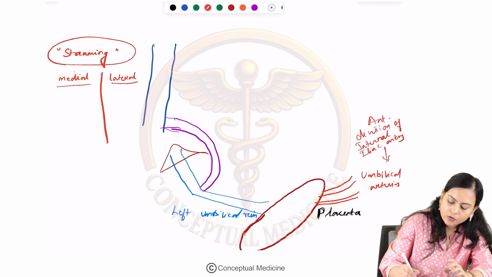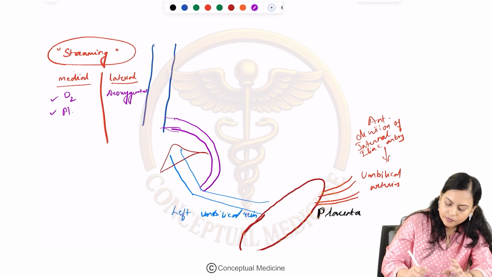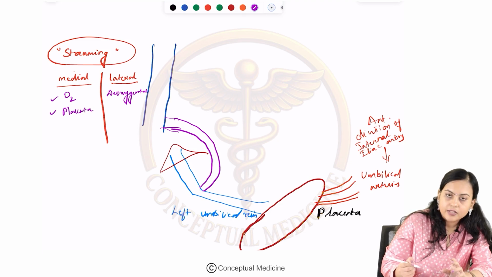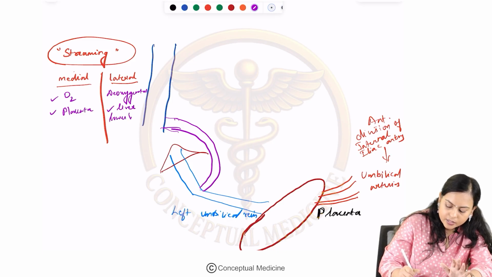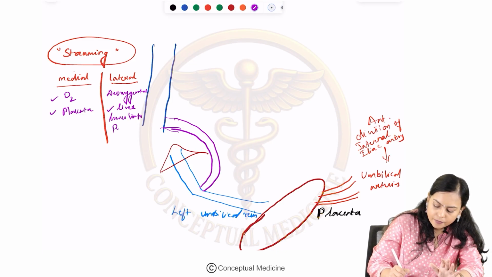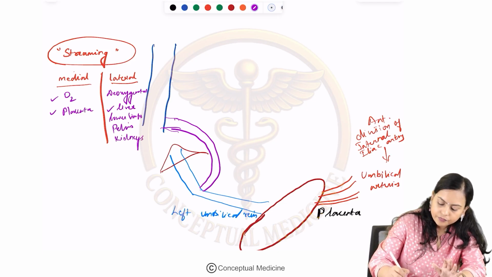So the medial compartment consists of oxygenated blood, whereas the lateral compartment consists of deoxygenated blood. The medial compartment oxygenated blood comes from the placenta, whereas the lateral compartment blood comes from the liver, lower limbs, pelvis and even the kidneys.